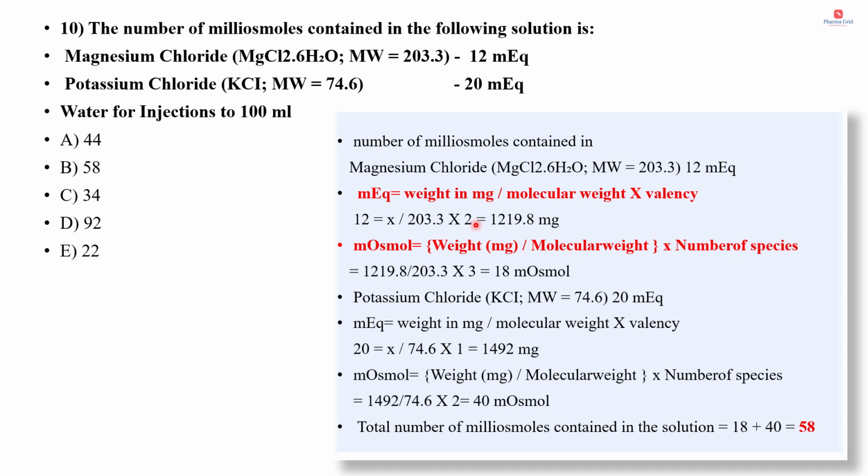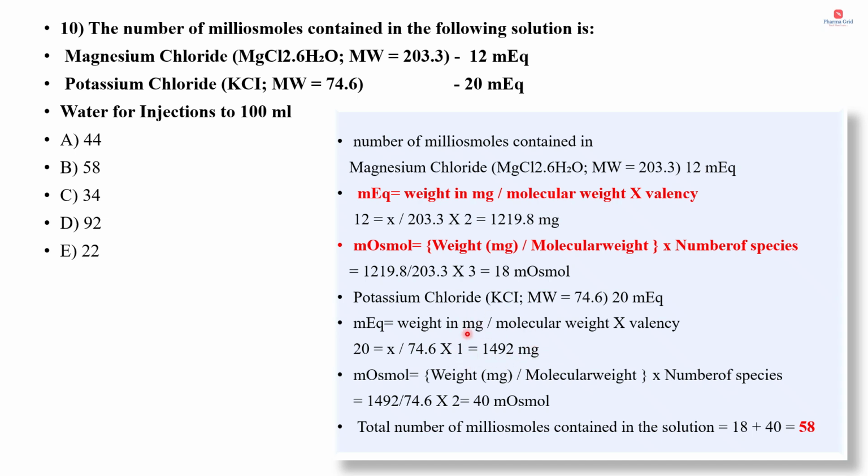Now do the same in case of potassium chloride as well. It is given as 20 milliequivalents having molecular weight 74.6. So first substitute in the equation for milliequivalents. So milliequivalents we already know it is 20. Then weight in milligram we don't know, so take it as x divided by molecular weight 74.6 into 1. 1 is the valency. That is, in potassium chloride the valency is 1. So we will get it as 1492 milligram. So the weight in milligram we got.